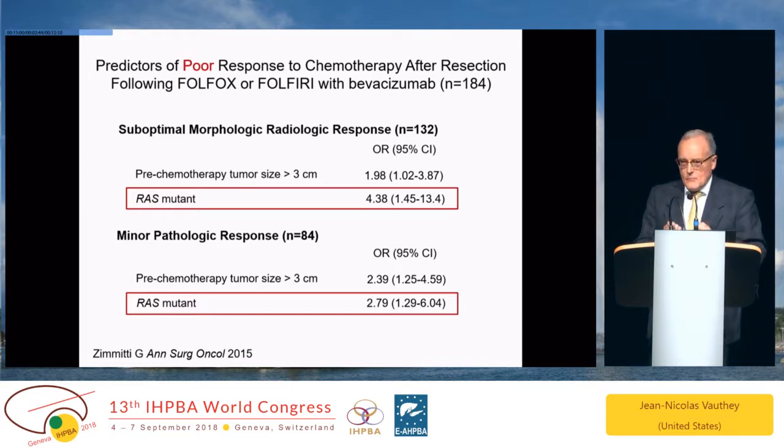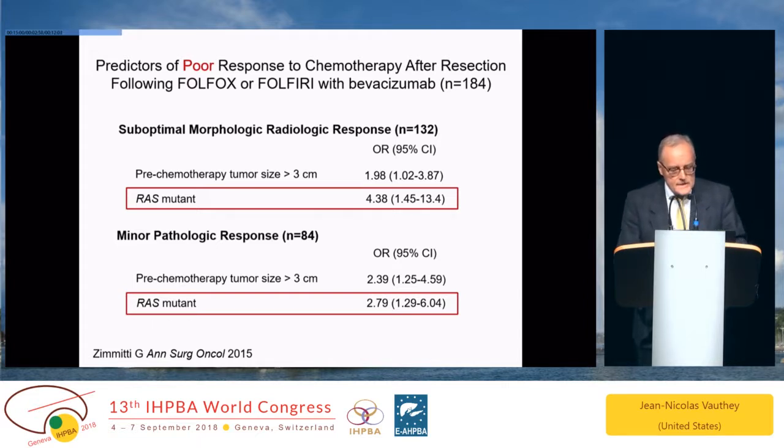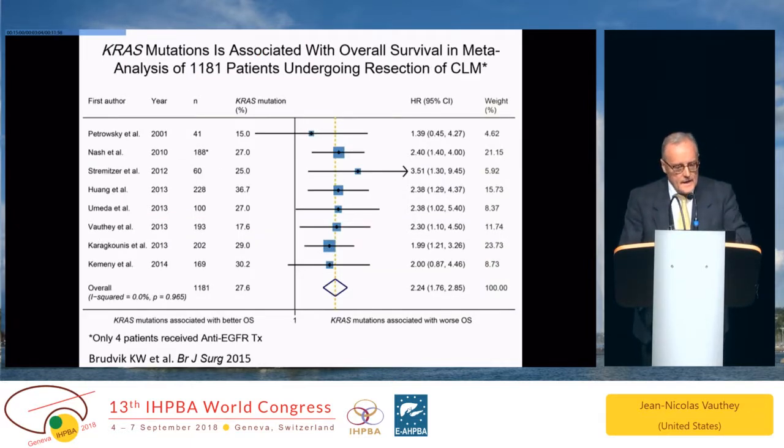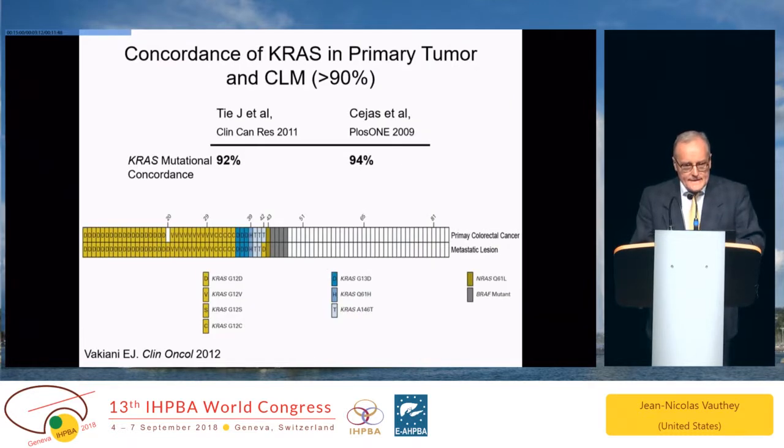Now, this morphologic radiologic response and this pathologic response, what's behind it? It's RAS. Fourfold increase in suboptimal morphologic response with RAS mutant, and almost threefold increase when you have minor pathologic response. You've seen this paper. We've shown that RAS worsened disease-free survival and overall survival in meta-analysis.